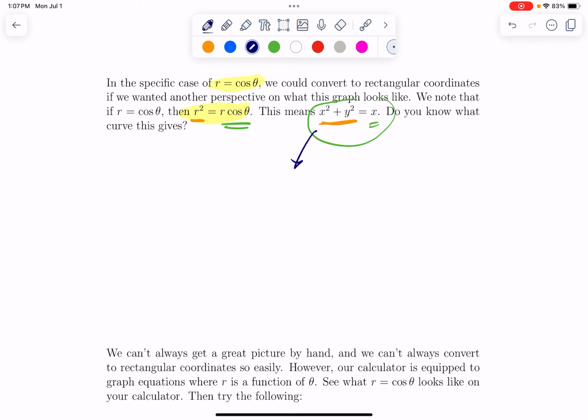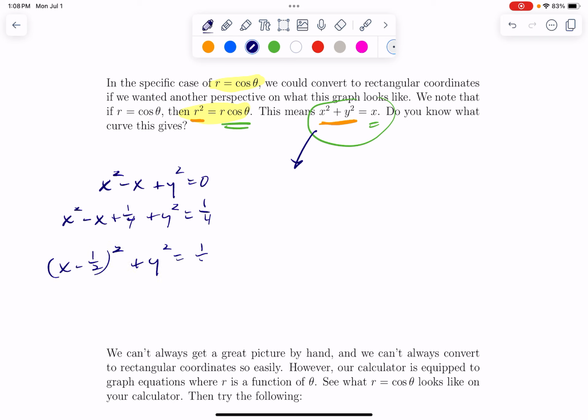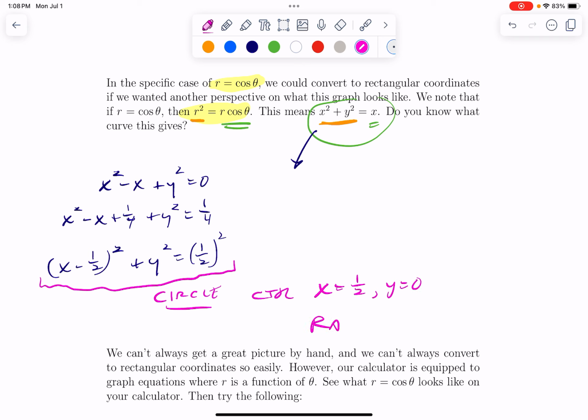So I will just walk you through this. You could write it like this. And then you could complete the square over here to write it like that, adding 1/4 to each side. And what we have is x minus 1/2 squared plus y squared equals 1/2 squared. I think many of you have seen this. It's not essential that you have, but this is a circle where the center of that circle is at x equals 1/2 and y equals 0. And the radius of that circle is 1/2.